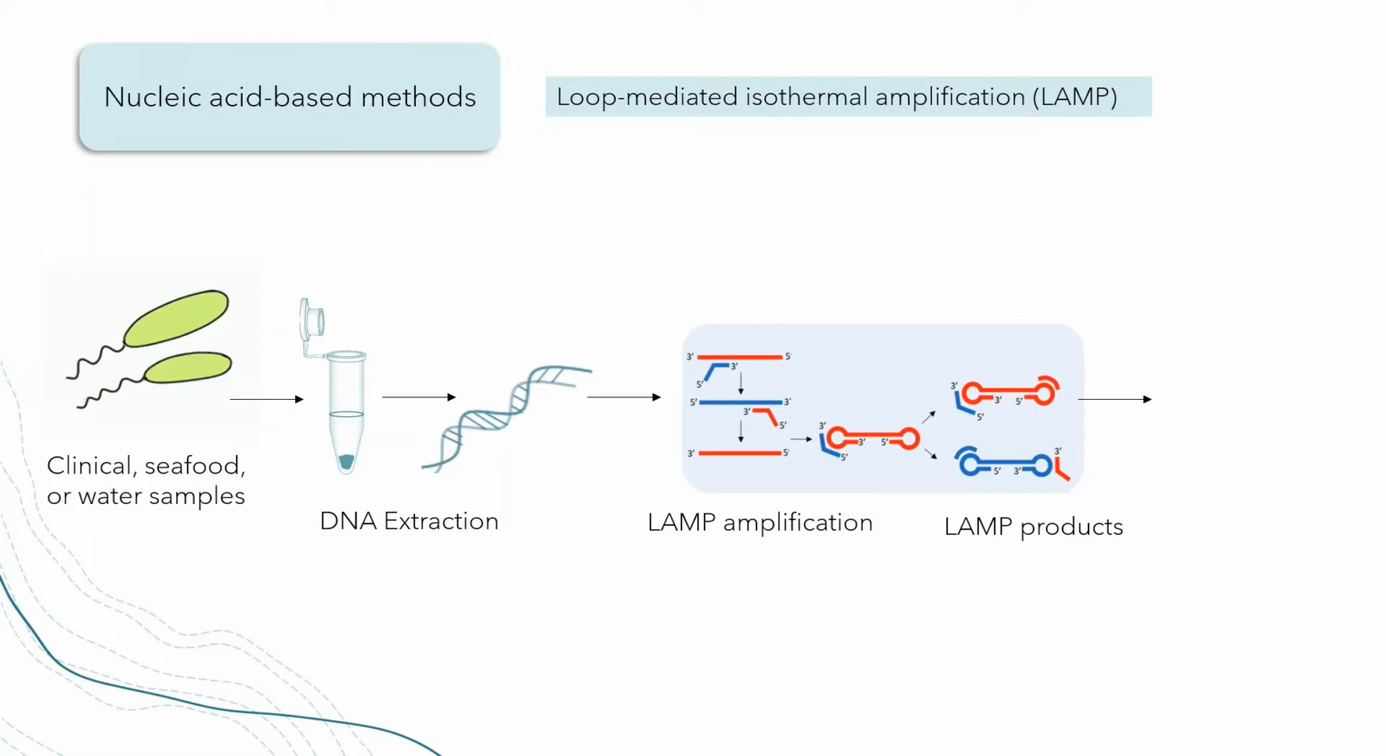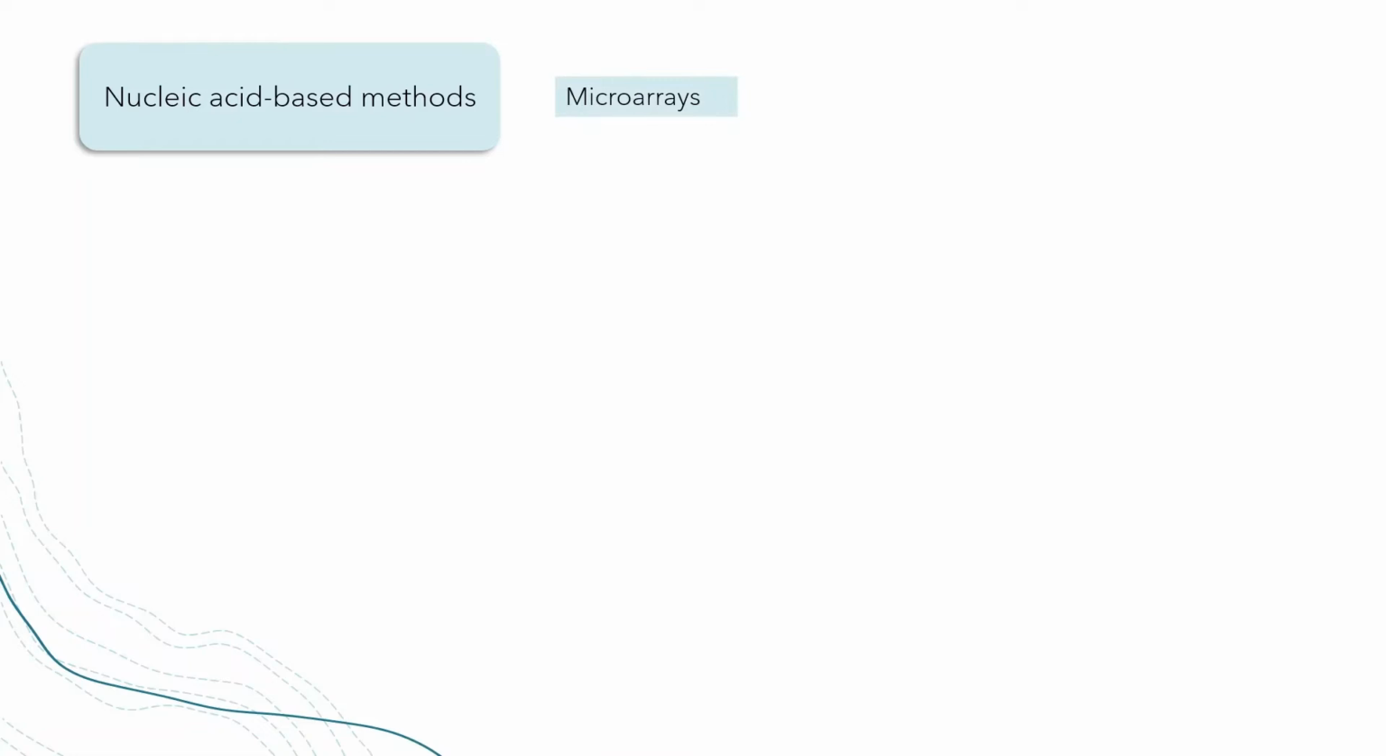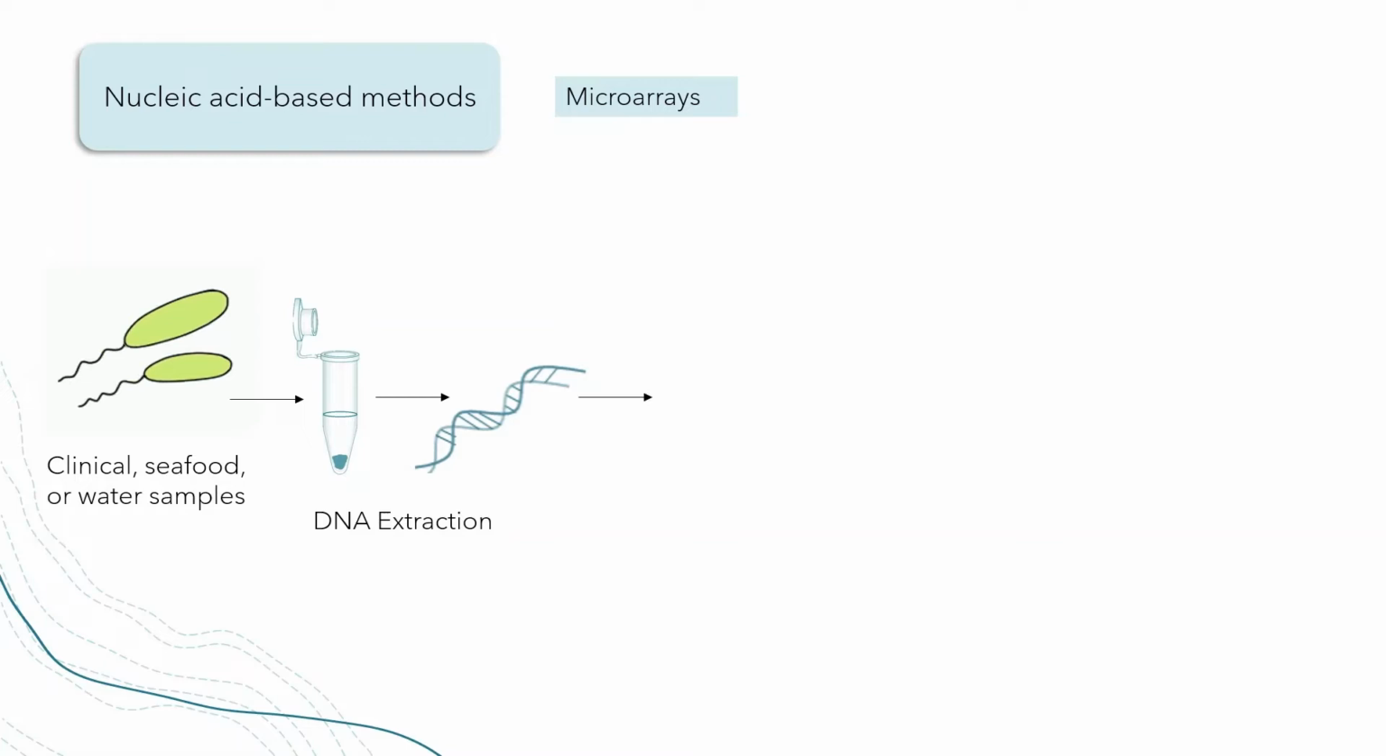Next up is the microarray. The initial steps are still the same when we extract the DNA from the sample. Restriction endonucleases are used to cut the unknown DNA from our sample into fragments, and these fragments are labeled with fluorescence markers. Then, these fragmented DNA will hybridize with the immobilized probes that are deposited on the DNA chip.